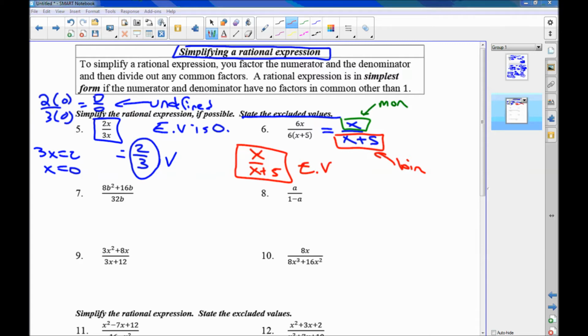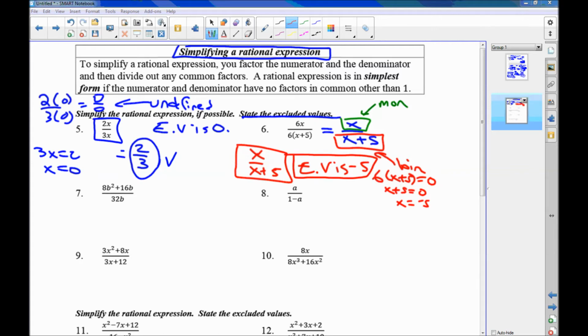The excluded value comes from taking the bottom, remember, and setting it equal to 0. In this case, we could divide by 6 and get x plus 5 equals 0, and then subtract 5 from both sides. So our excluded value is negative 5. Okay, there's our second answer.